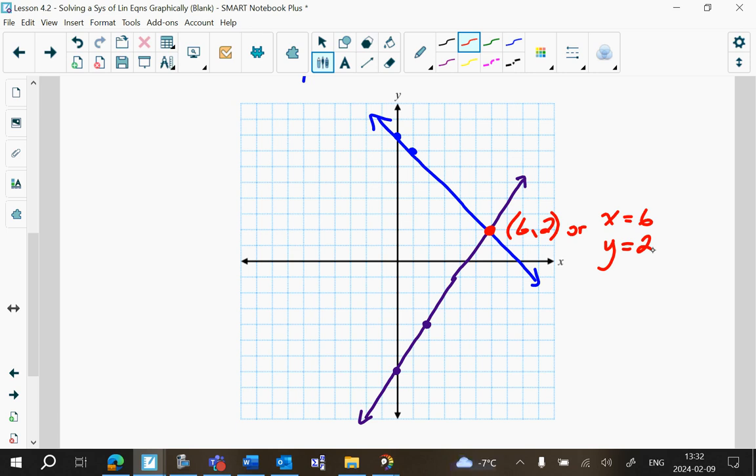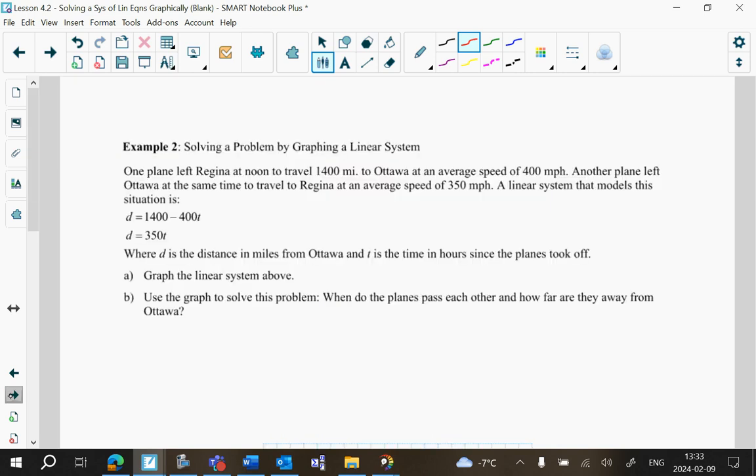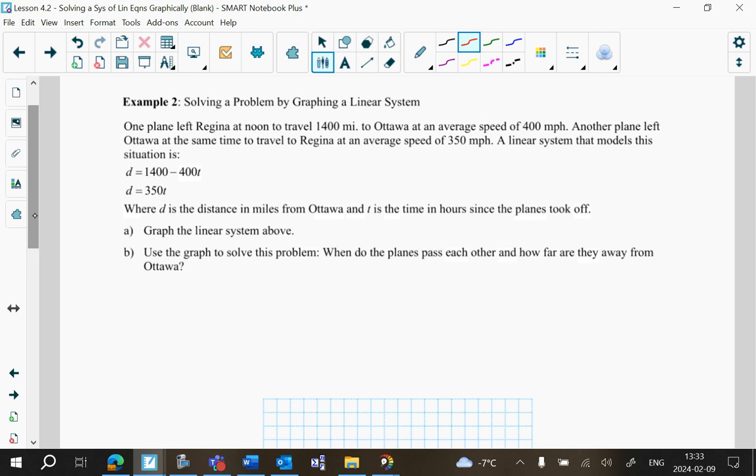Now, how can we actually use these to solve problems? So let's look at a problem. One plane left Regina at noon to travel 1,400 miles to Ottawa at an average speed of 400 miles per hour. Another plane left Ottawa at the same time to travel to Regina at an average speed of 350 miles per hour. A linear system that models this situation is given.